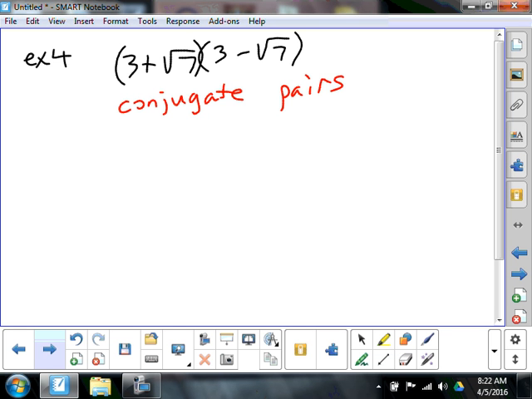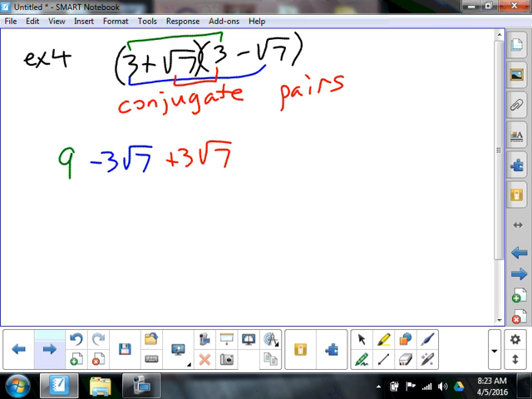Okay, so let's see what happens. We're going to use the FOIL method. 3 times 3 gives us 9. The O part of foiling gives us how many rad 7s? Be careful. -3 rad 7s. The inner product of foiling gives us how many rad 7s? 3 rad 7s. Is it plus or minus 3 rad 7s? Plus 3 rad 7. Oh, we have -3 of something, and we have +3 of the same something. Guess what happens? They cancel one another out just as we suspected.